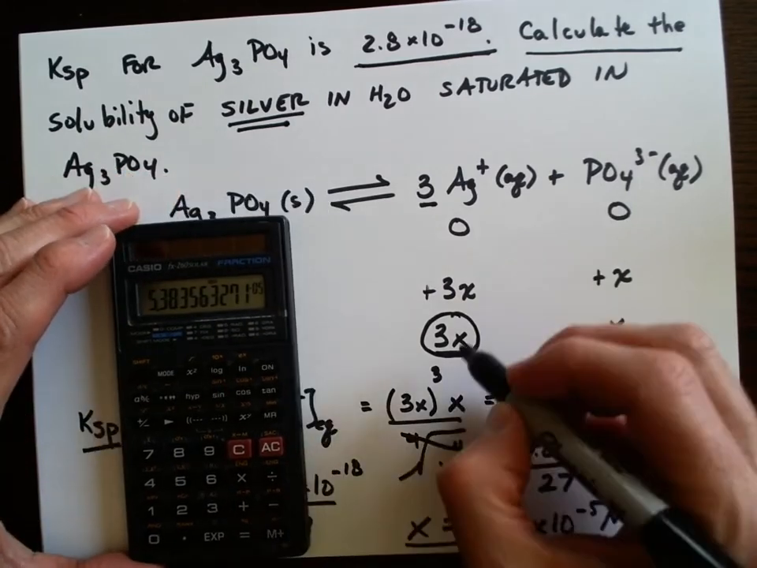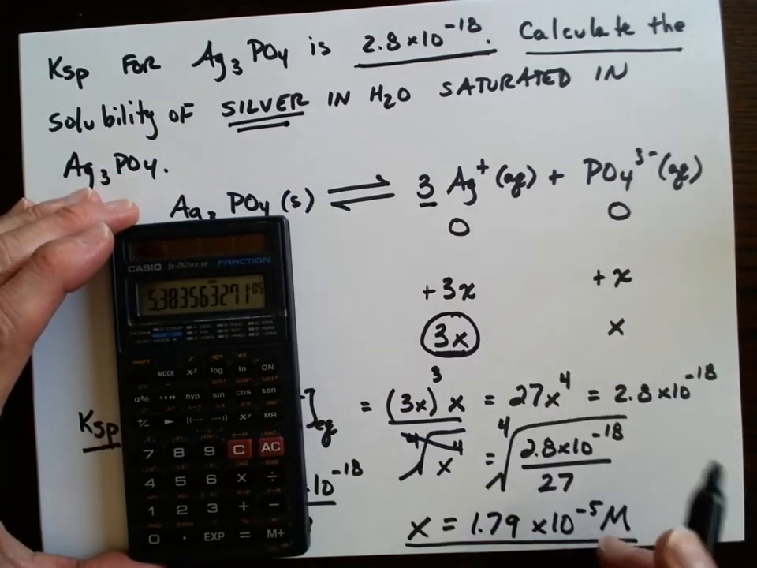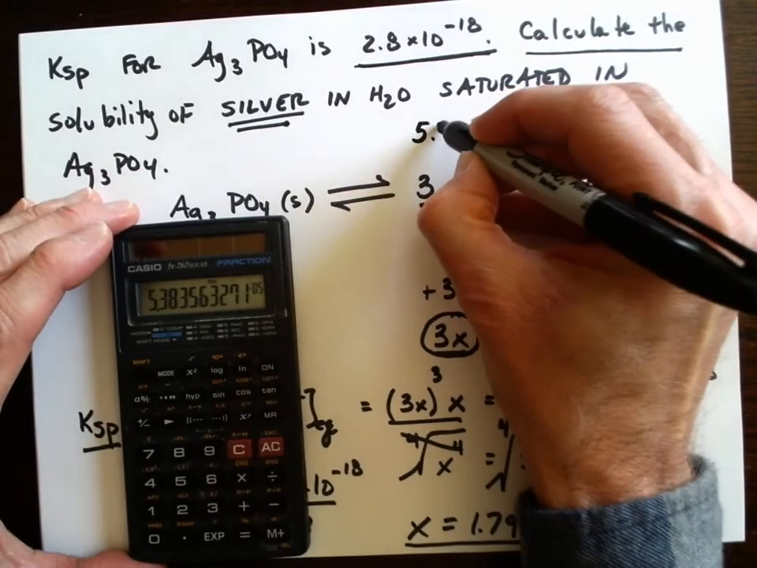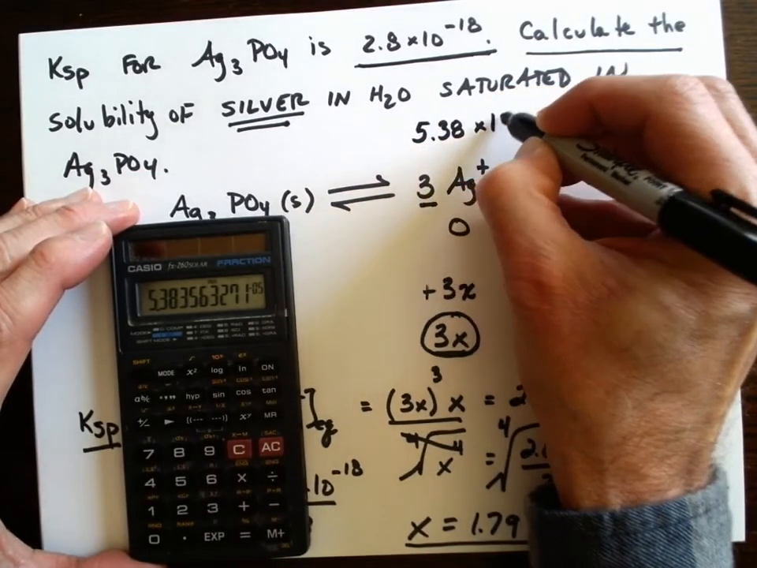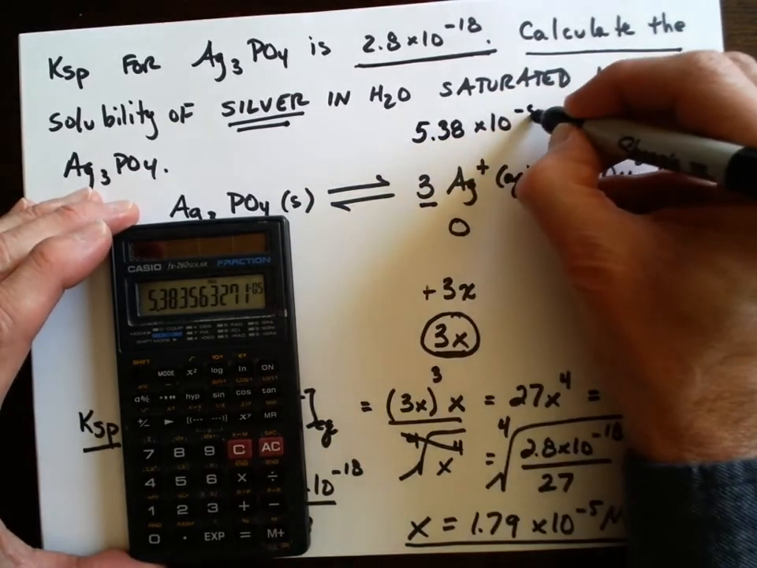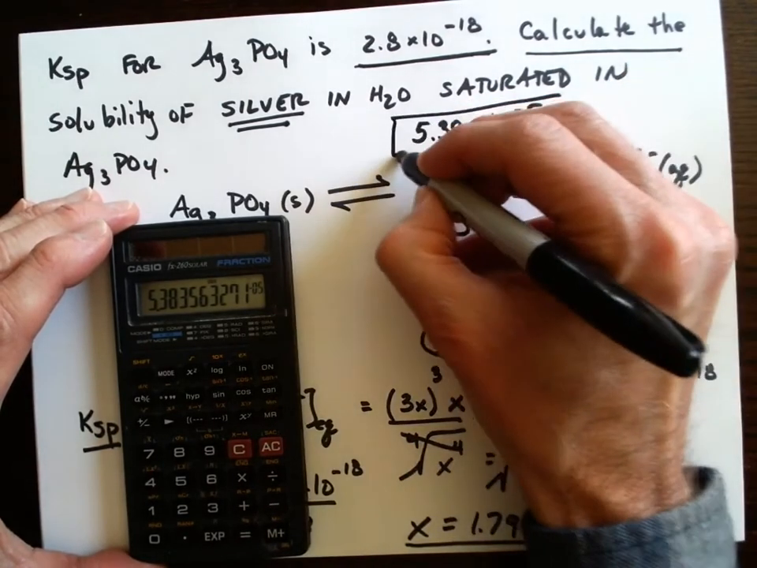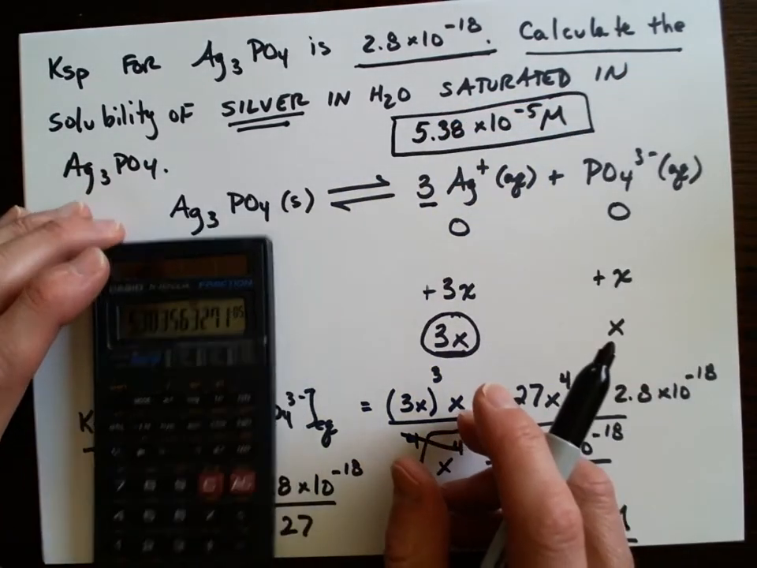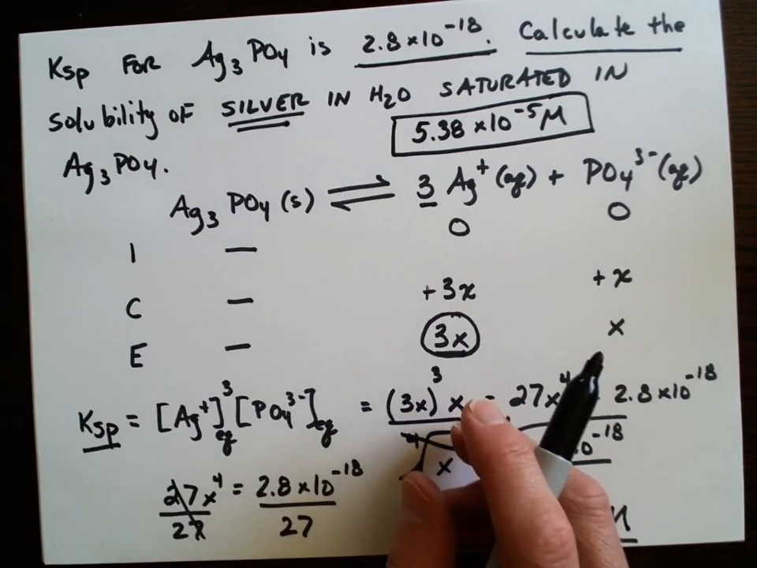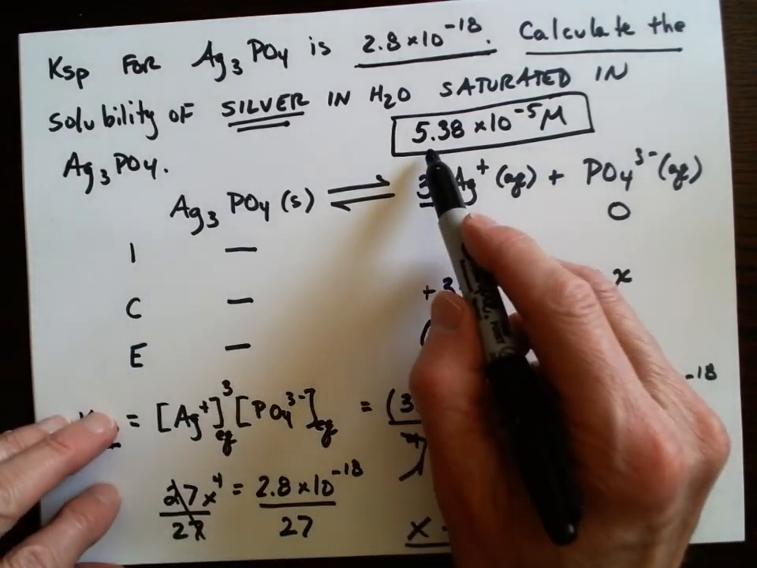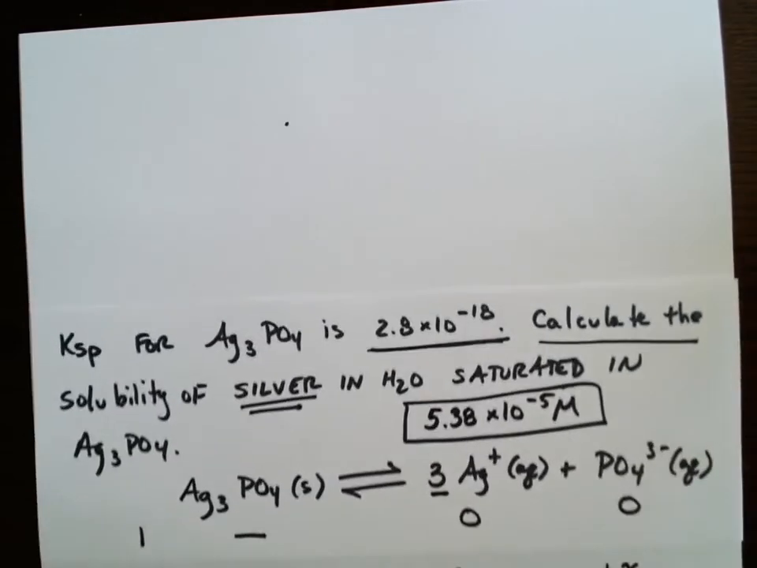So there we have it. The solubility of silver, which is 3 times X, that's going to need to be 5.38 times 10 to the negative 5th molar. And if I look on the PowerPoint, I see that it asks for the solubility of silver in grams per liter. So we're still not done, are we?